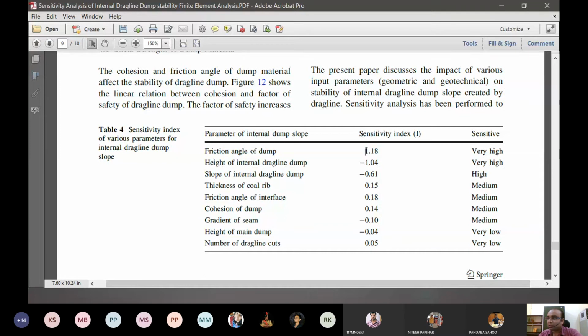So highest sensitivity was found to be for friction angle of dump or the dump material. So that was very high. And similarly, very high was obtained for the height of internal dragline dump. So if the internal height increased, in those cases also it was highly and negatively affecting the factor of safety. So this kind of gives us an idea of how things are actually seen. Now you see, number of dragline cuts do not affect almost, it is 0.05, even less than 0.1 sensitivity index.